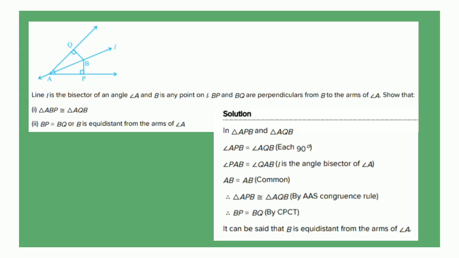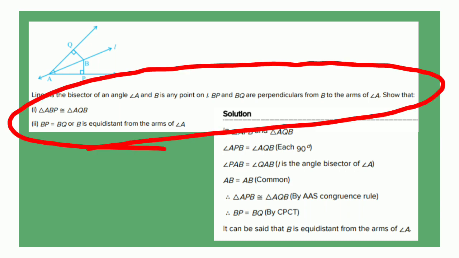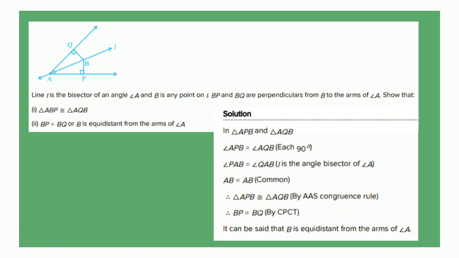The next question, line L is the bisector of an angle A and B is any point on L. BP and BQ are perpendiculars from B to the arms of angle A. Show that sub-question A, triangle APB congruent to triangle AQB, and sub-question B, BP equal to BQ, or B is equidistant from the arms of angle A. So in the figure, see, L is the line and we have an angle A. That line is bisecting the angle A, and B is any point on L.